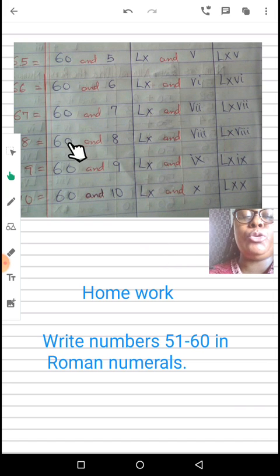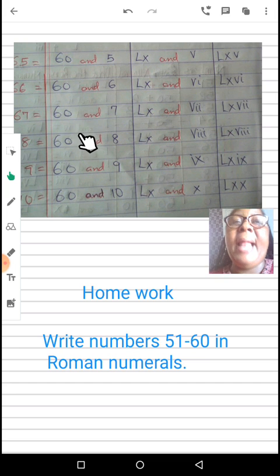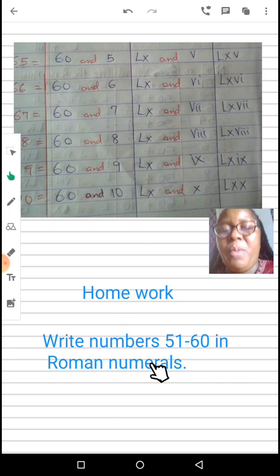I don't want you to do your own like I did, as in I don't want you to say 51 is 50 plus 1. No, don't do that. Just write 51 LI, 52 LII, 53 LIII. Just write it like that. And when you are through, you please snap it and send to my PM. I will mark for you.